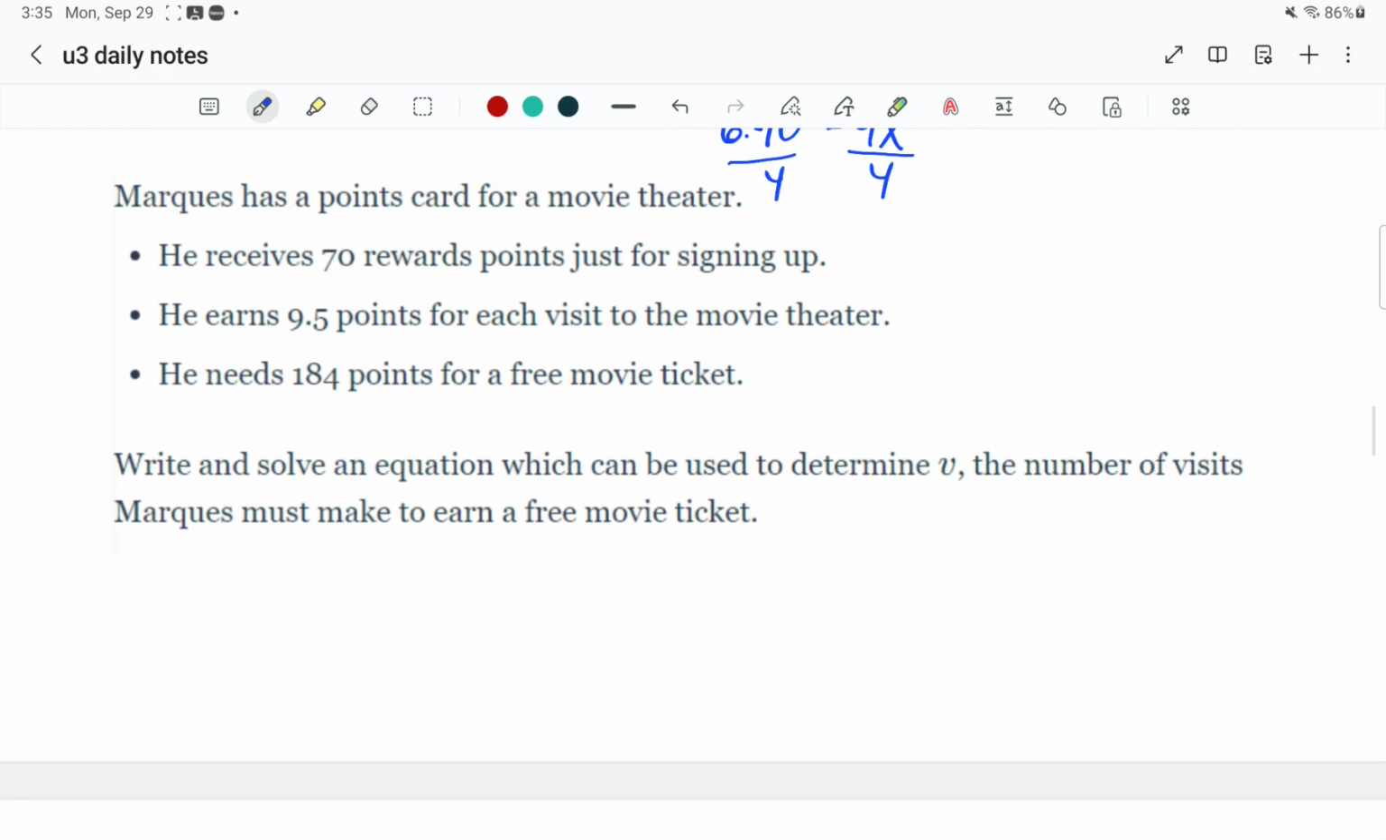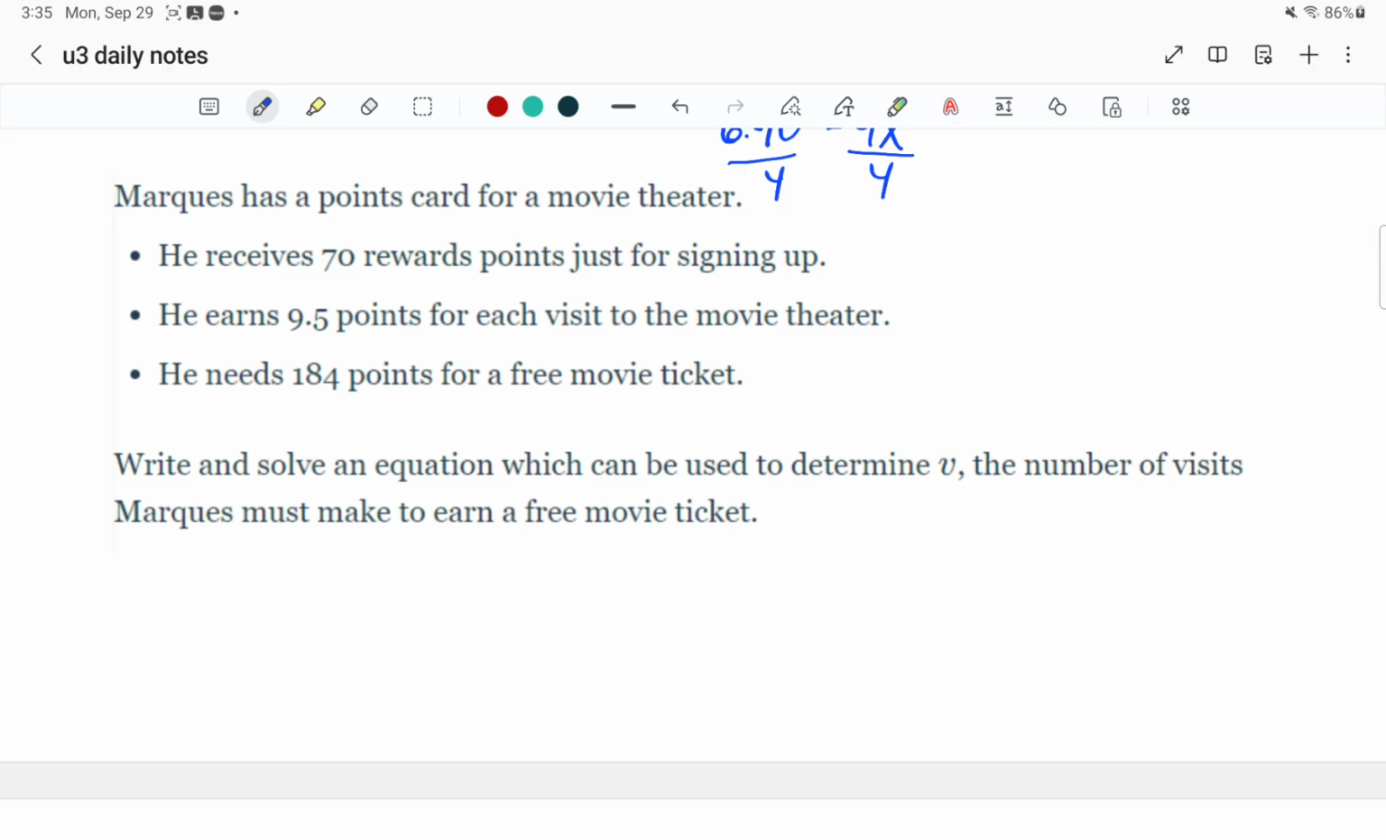Okay, take 30 seconds. Try this problem on your own. Marquez has a points card for a movie theater. I should say my mom. My mom does this. So maybe you aren't super big on the movie theater, but this is pretty real world for my life because this is my mom.